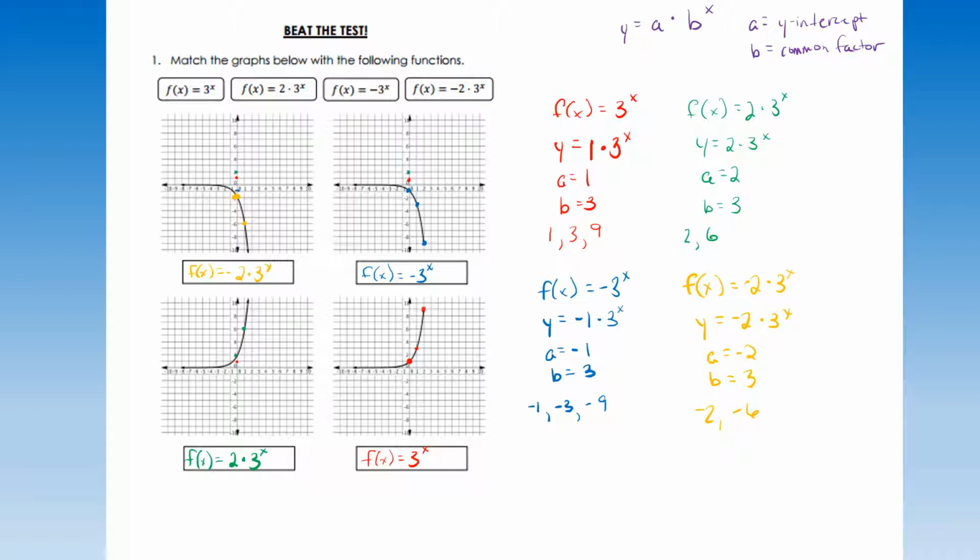So this has been just an introduction into what an exponential equation is, how you write it, and how you can find it, given points from either a table or a graph. So just keep this equation in mind: y equals a times b to the x power, where a is the y-intercept and b is the common factor from your graph.